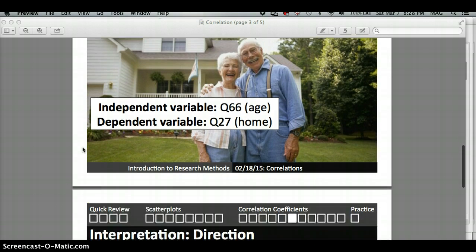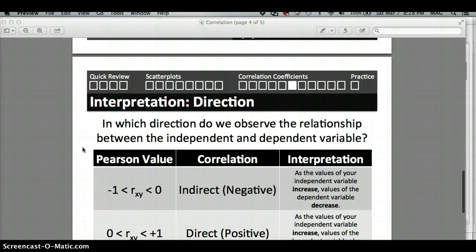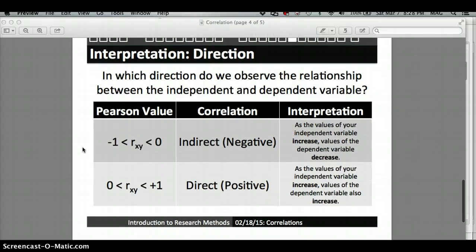Before moving on to the program itself, let's talk a little bit about the correlation coefficient. I'm going to discuss both direction and magnitude of correlations. SPSS will allow you to assess this Pearson value, which is also known as a correlation, and this Pearson value will tell you two things. It will tell you about the direction, and it'll tell you about the magnitude of the relationship between your variables.